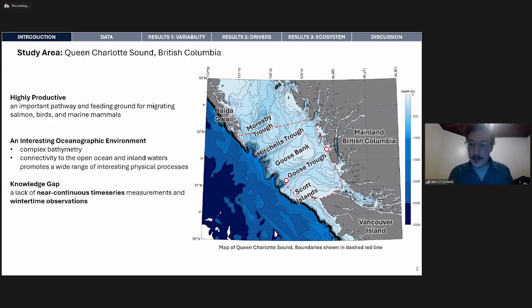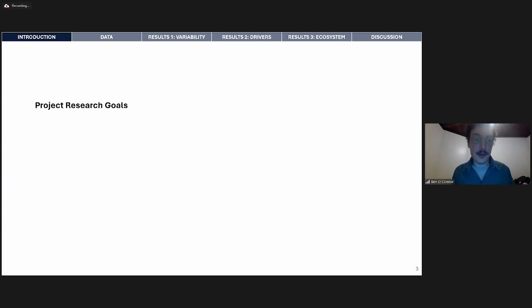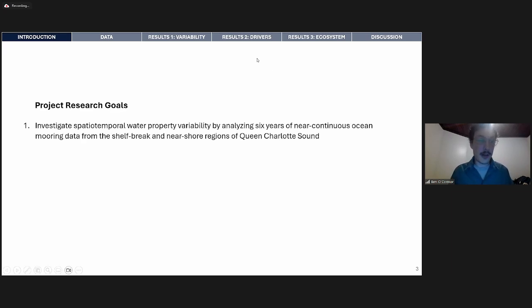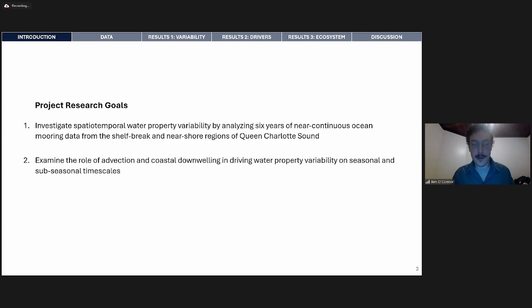This work aims to address a knowledge gap that exists for the sound, specifically the lack of near continuous time series measurements and wintertime observations. Very quickly, the research goals of this project are to: one, investigate the spatiotemporal variability in water properties by analyzing 6 years of near continuous mooring data from the shelf break and nearshore regions of Queen Charlotte Sound; two, examine the role of advection and coastal downwelling in driving this variability on seasonal and subseasonal timescales; and three, consider the implications of this variability for ecosystem conditions, both now and in the future.